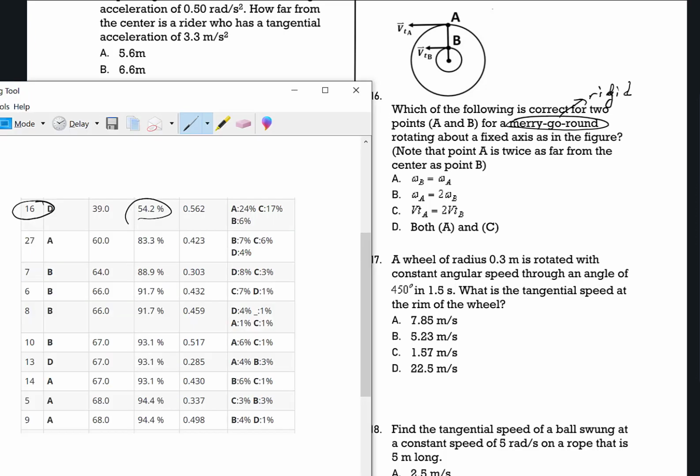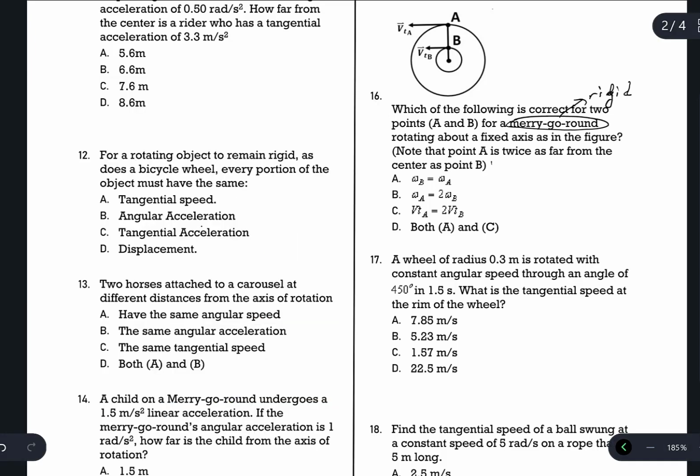When I check the answers, the one answered most incorrectly is A. 24% of the students answered A, so they know half of the question's answer. Because it's a rigid object, the angular speed of A must be equal to the angular speed of B. This is correct. But if a question has a choice such as both A and C, or both B and D, you should check both choices. A is correct, but A is not the only correct answer.